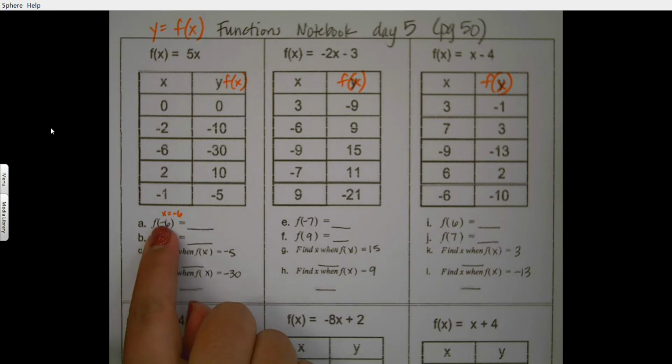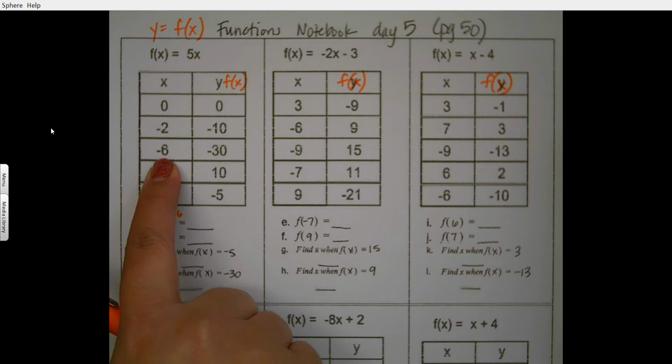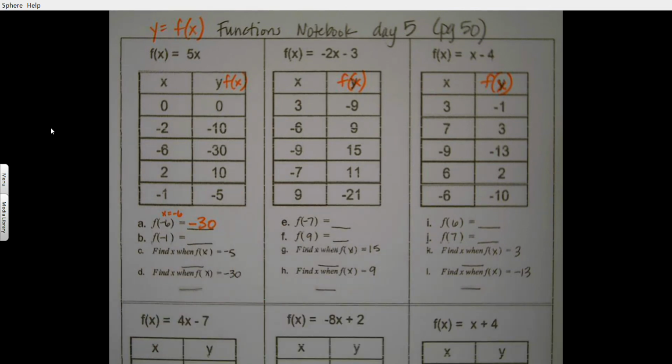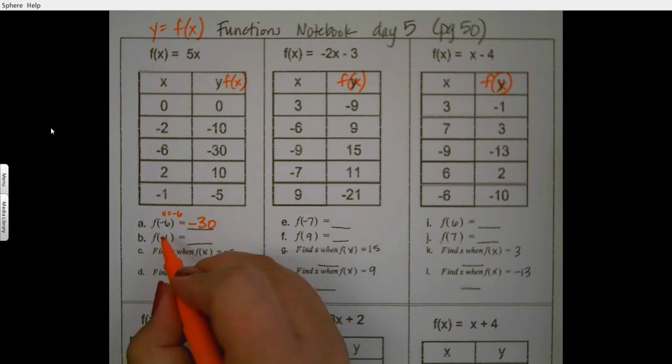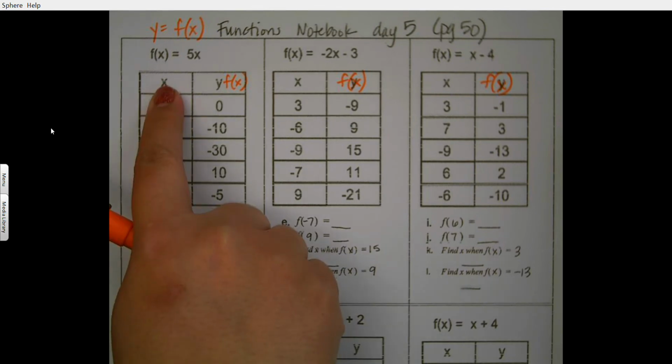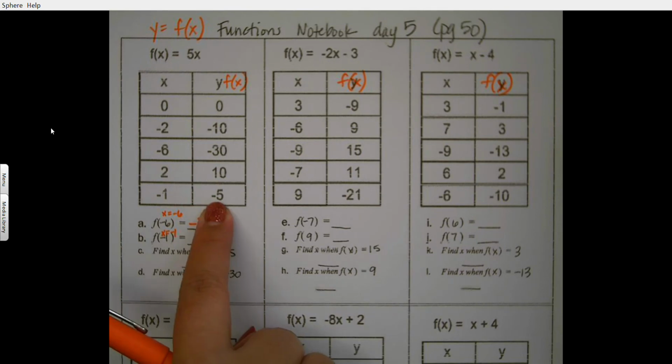So f of -6 means X. Look, I replaced X with -6. My X is -6. My f of -6 equals -30. Okay, let's try again. F of -1. So that means my X is equal to -1. What's my answer?